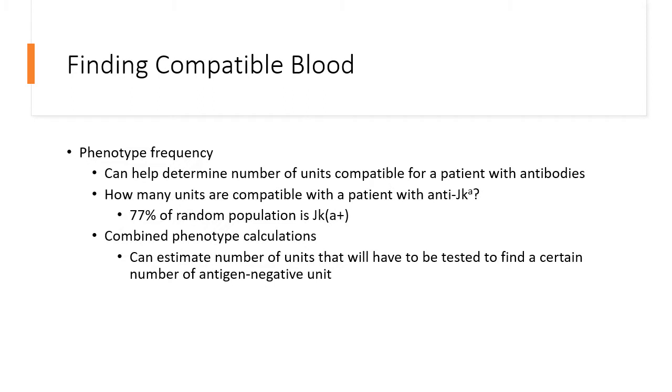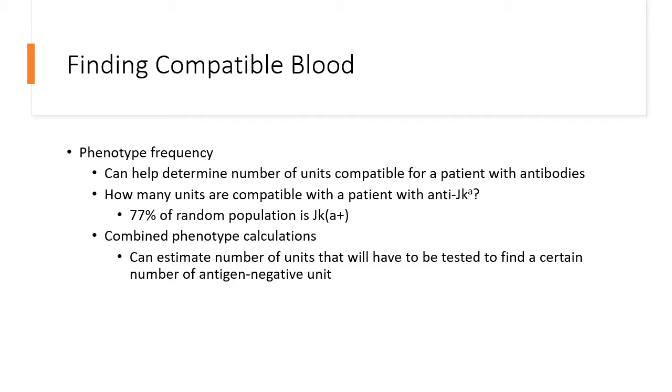So we talked earlier on about phenotype frequency. How often does a particular antigen occur within a population of patients? We also talked about the fact that certain races have a higher frequency of certain antigens than other races. So what we can do is use the phenotype frequency to find out how many units of compatible blood might be available for a patient who has certain antibodies.